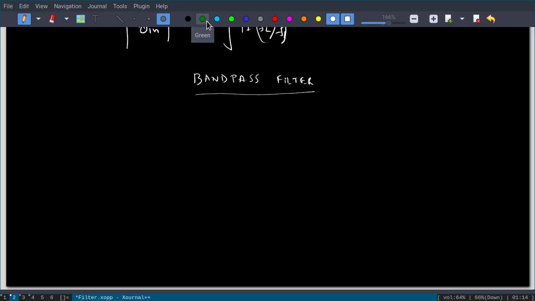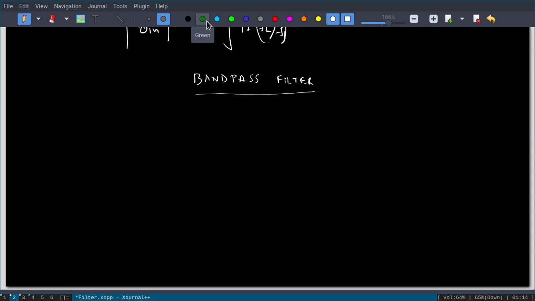Hello. In this video lecture we are going to study band pass filter. So we have discussed low pass filter and high pass filter. Low pass filter allows only lower frequencies, high pass filter allows the higher frequency. In both cases we have to mention the cutoff frequency. In a band pass filter it will allow a band of frequencies.